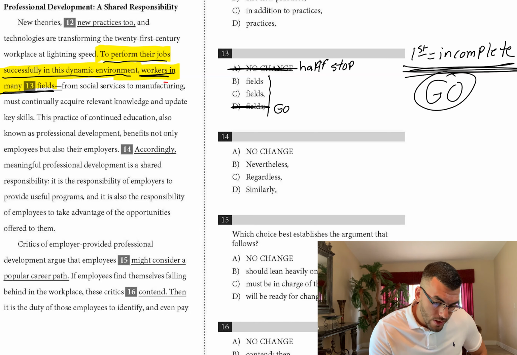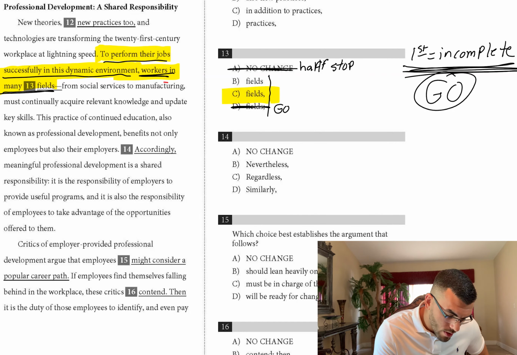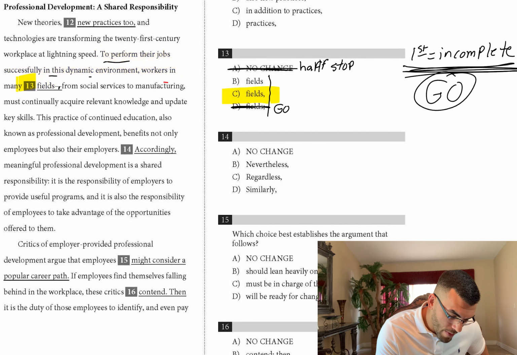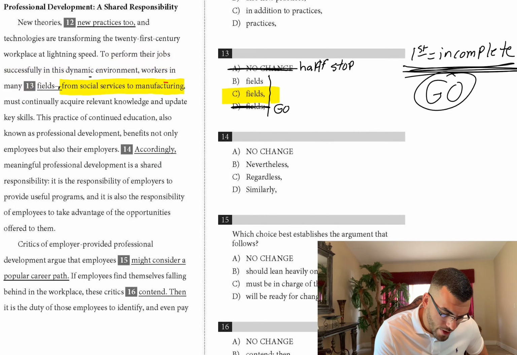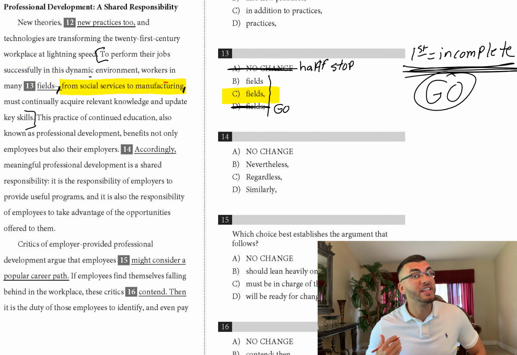So the correct answer is C, because if we put a comma there, then what we're doing is making that middle part the unnecessary information. From social services to manufacturing, that has commas surrounding it, which makes it unnecessary information. So how can we determine if it's unnecessary information? What do we do again, guys? We reread the sentence without it and see if it still makes sense.